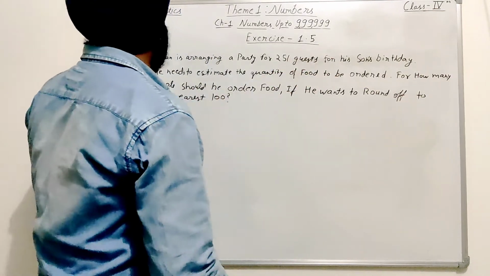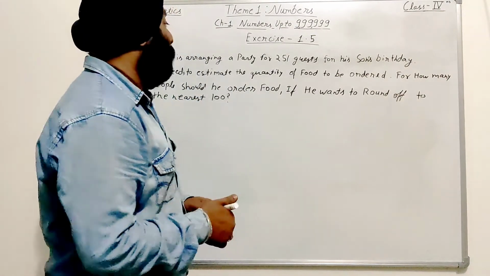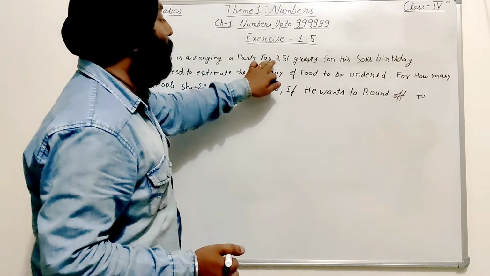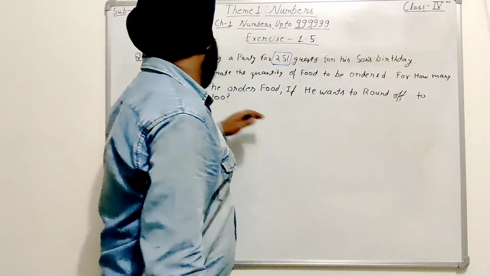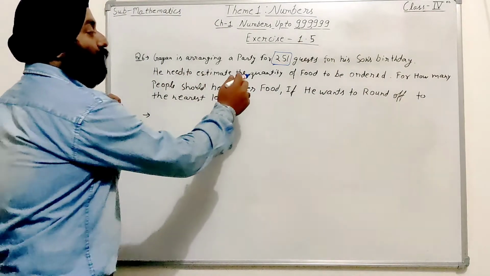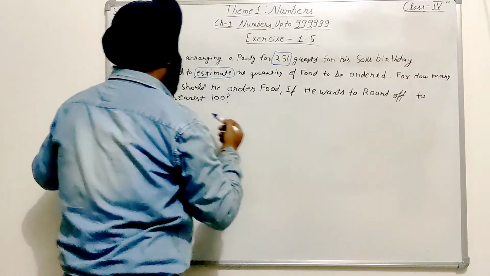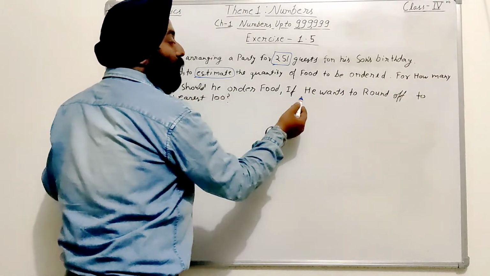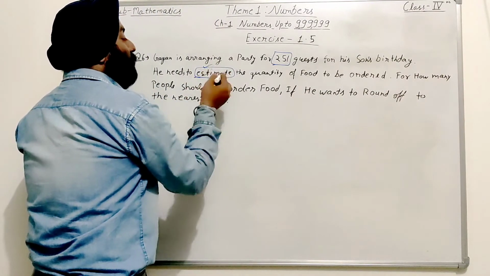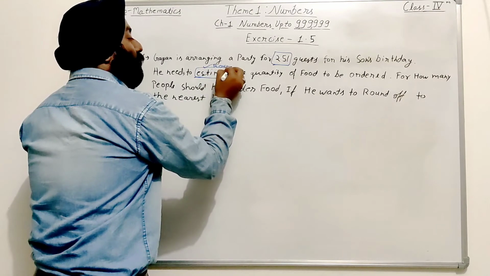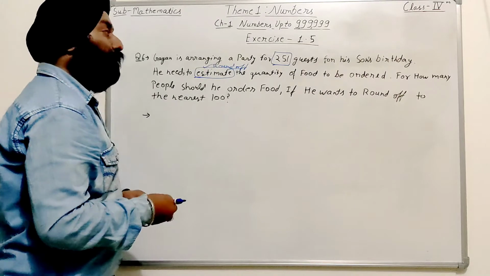So the last question of the exercise, question number 6, and obviously the last for the chapter also. Gagan is arranging a party for 251 guests for his son's birthday. He needs to estimate the quantity of food to be ordered. For how many people should he order food if he wants to round off to the nearest 100? Estimation means round off, which this exercise is related to.